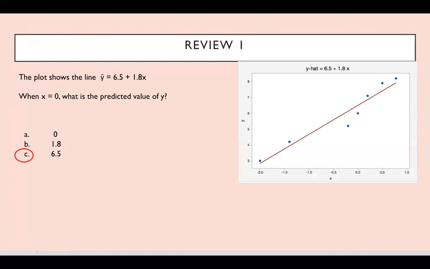There are 2 ways to figure this one out. With 6.5 here, if you know the equation really well, you can automatically notice, oh, I know that 6.5 is the y-intercept because of the equation. Or if you had to plug in 0 for x, that works too. You can plug in 0 as your x, and you would automatically get 6.5 as your expected value of y.